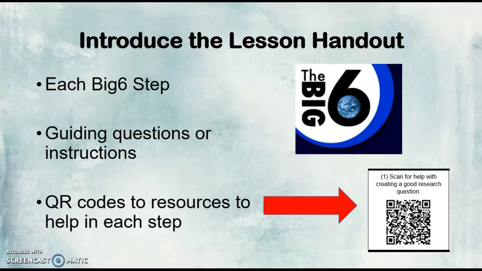You will notice on the back of your video practice sheet is a handout for you to use throughout your research assignment. Not only does it outline each Big 6 research step, but it also includes the guiding questions and instructions on what you should be doing during each step. The QR codes on the right-hand side of each step lead to resources that I have selected for you to help you complete each step properly. Some are documents, some are pictures, and one is a video. Please come by and see me in the library if you have problems accessing any of these resources.